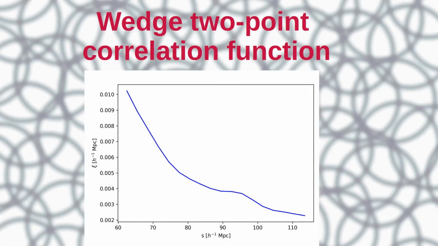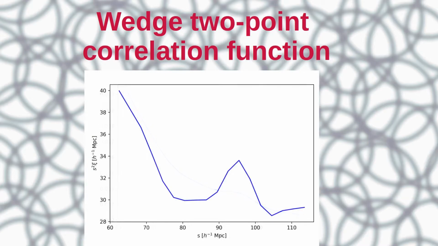This translates to the correlation function in the following way. On the x-axis we have the separation S, and on the y-axis we have the two-point correlation function as expressed by the LS estimator. First, to improve the readability of the plot, we multiply the y-axis by the separation squared. We can clearly see the BAO peak here.